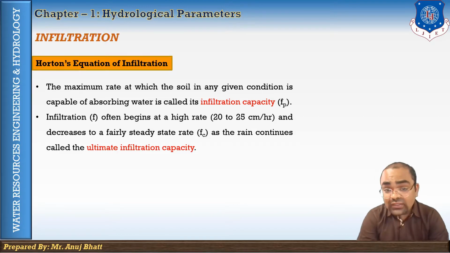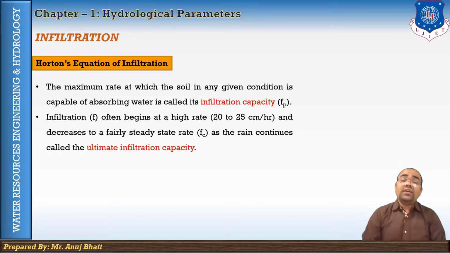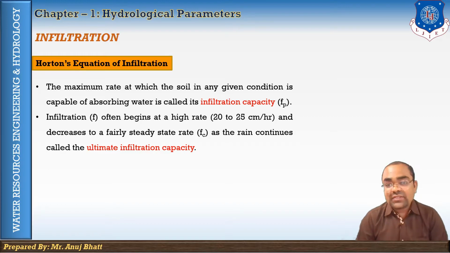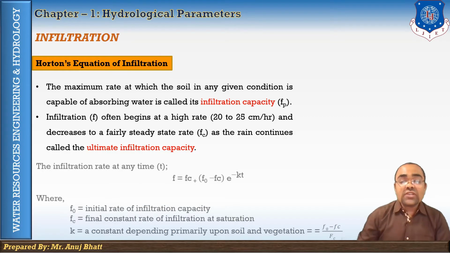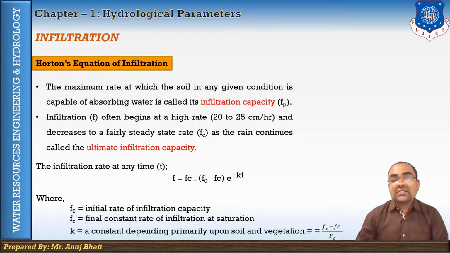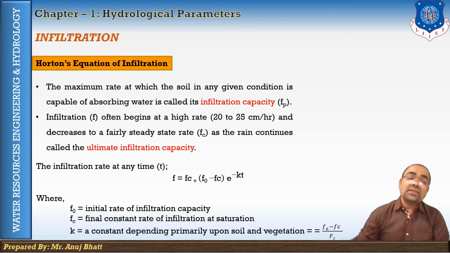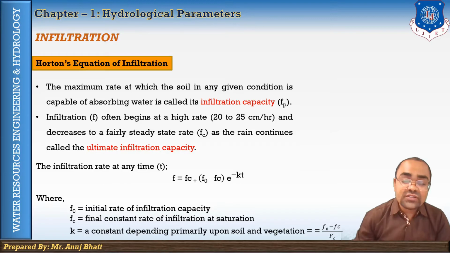Horton developed a mathematical equation for finding the rate of infiltration capacity, and he also developed a curve for the infiltration capacity at any particular time. The equation is f = fc + (f0 - fc) e^(-kt). This is Horton's equation to find out the infiltration capacity.